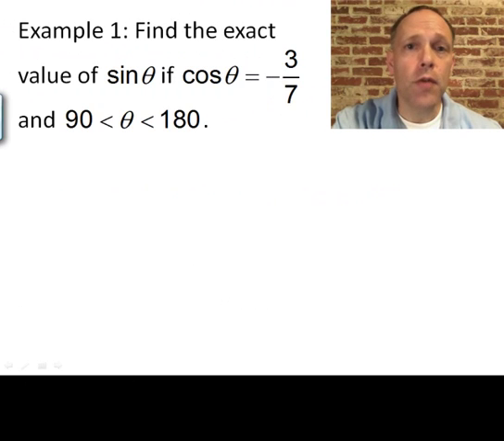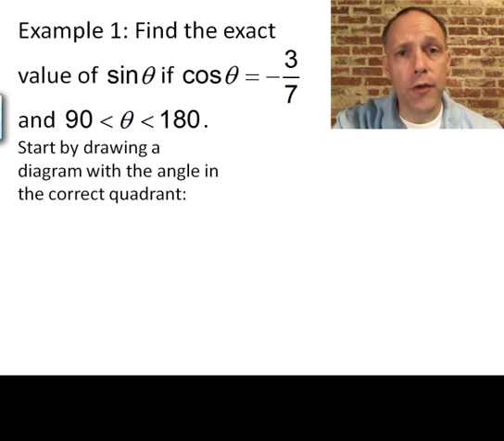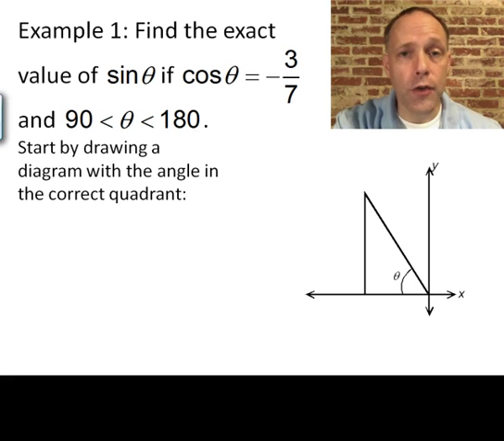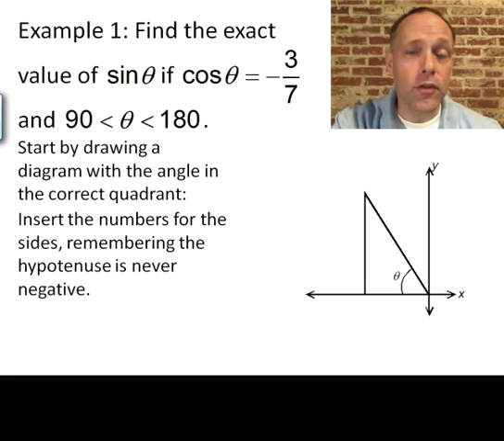In the first example, we're going to find the exact value for sine of theta if cosine of theta is -3/7 and the angle theta is between 90 degrees and 180 degrees. I want to start by drawing a diagram for the angle theta. If theta is between 90 and 180, the angle is in the second quadrant. So I draw a triangle with angle theta in the second quadrant. The next thing I need to do is insert numbers on the sides of my triangle.